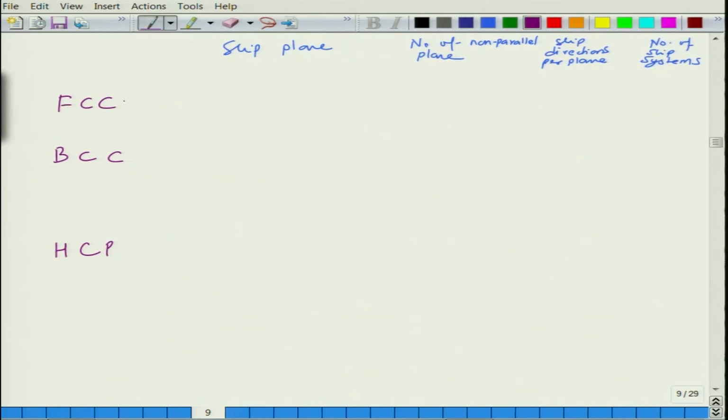So, this is FCC. For FCC we know that the plane is 1 1 1 and the direction is 1 bar 1 0, or 1 1 0 type of direction. So, each plane contains 3 directions. I should have written one column for slip direction, so let me just move it here. So, this is 1 bar 1 0. Number of 1 1 1 type planes is 4. Number of slip directions per plane is 3 and this will make it 12. Okay.